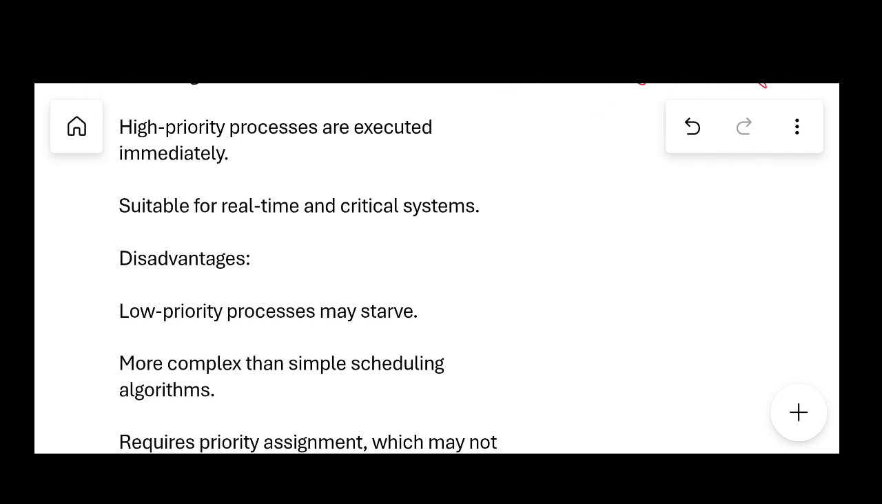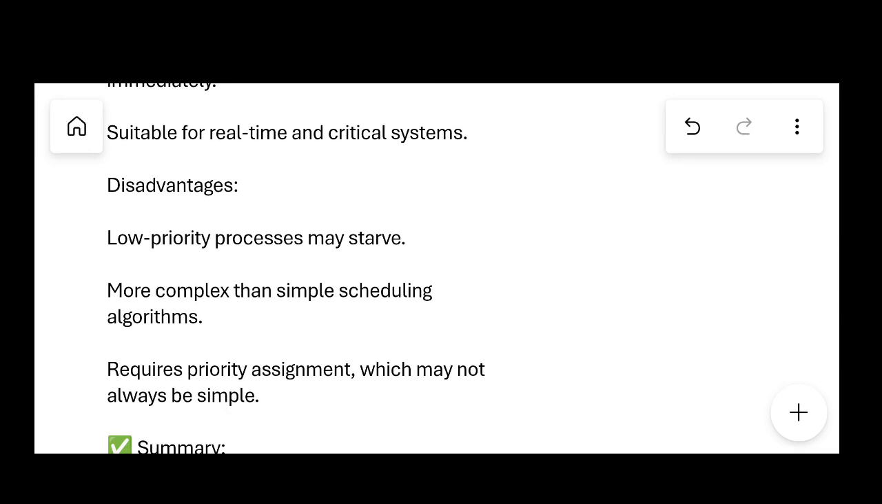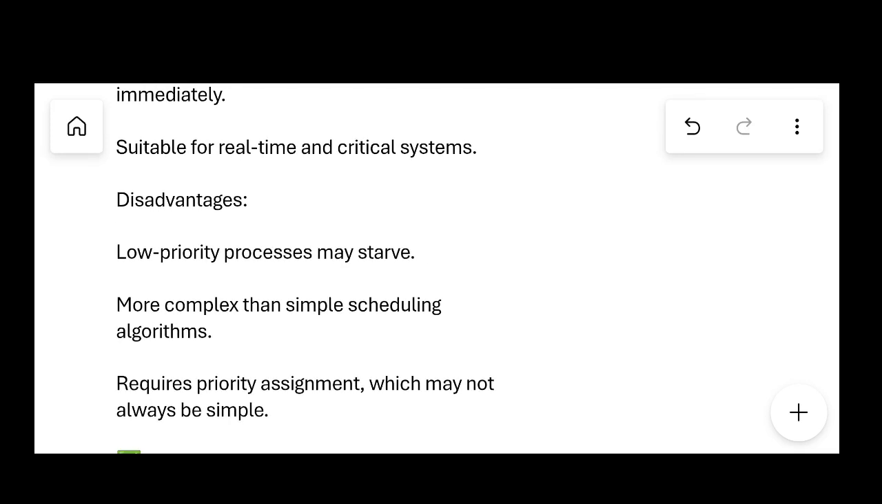And the disadvantages: it is more complex than simple scheduling algorithms, and it requires priority assignment, which may not always be simple. Basically, low priority processes may wait a long time, which is starvation. It is slightly more complex than simple algorithms like FCFS, and assigning priorities may not always be straightforward.